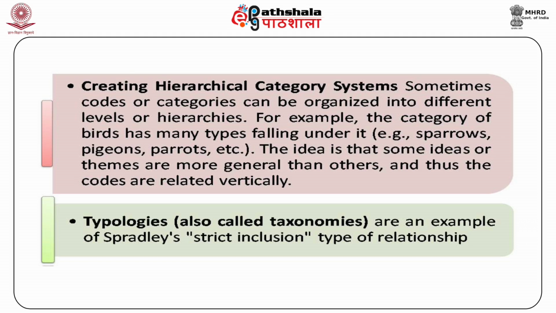Sometimes codes or categories can be organized into different levels or hierarchies. For example, the category of birds has many types of falling categories, for example, sparrows, pigeons, parrots, etc. The idea is that some ideas or themes are more general than others, and thus the codes are related vertically.